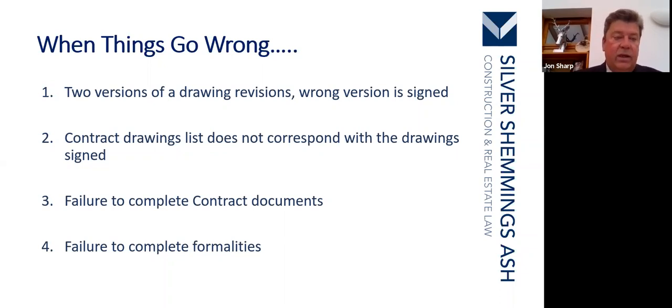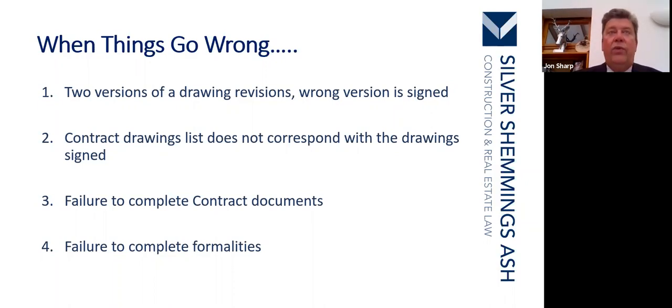Now, in circumstance one there, were it to go to court, it's unlikely, though it does happen, that that would be too much of a problem, because the parties would both accept, look, yes, this was the wrong drawing, it should have been this one, and that's fine. But if they can't agree, then there is a real problem there. The contract's drawing list does not correspond with the drawing signed. That's another one that causes difficulty.